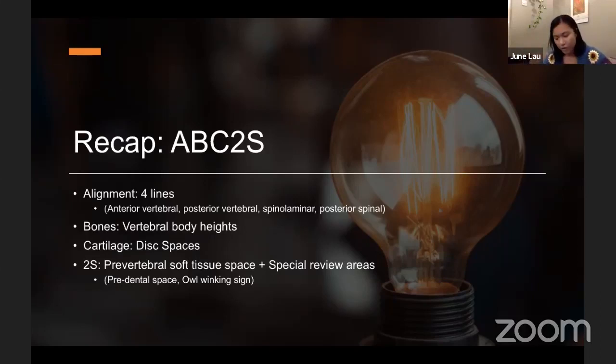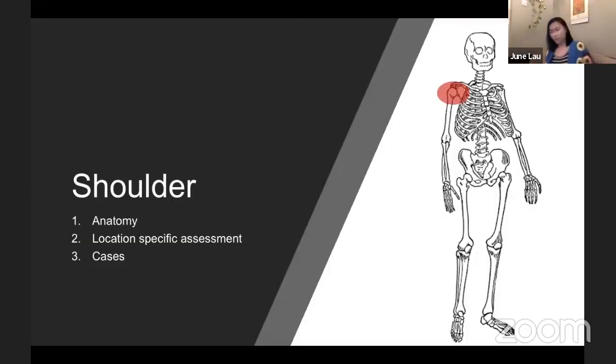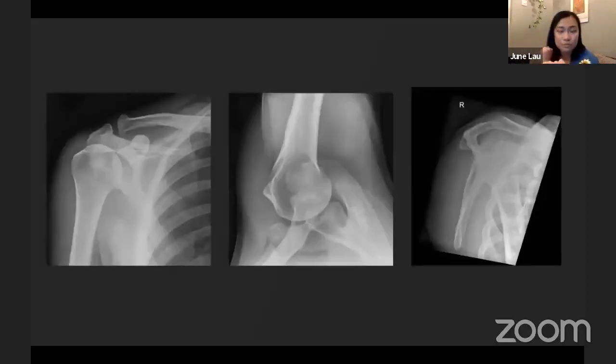Looking at time, I think we've got enough time to at least go through the shoulder, and after we finish that, we can decide if we want to continue, or I'm happy to send out the last bit of my presentation as slides so that people can go through them in their own time. Right, so back to looking at a different joint. We're going to keep the same structure. We'll go through the anatomy, go through the assessment together, and then look at some cases.